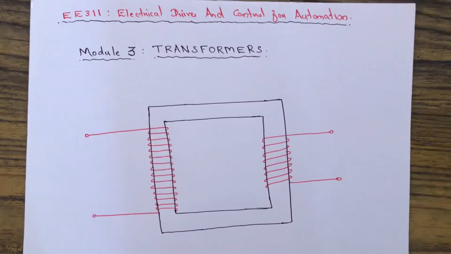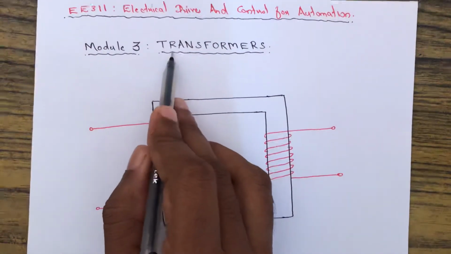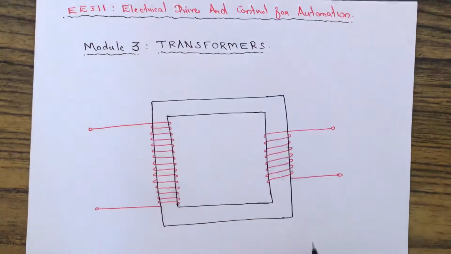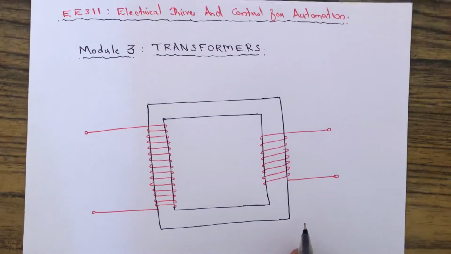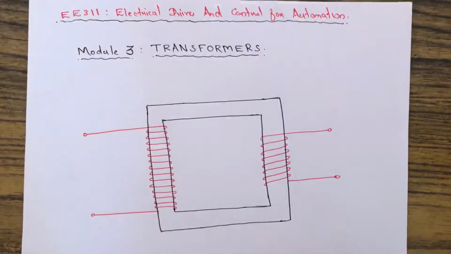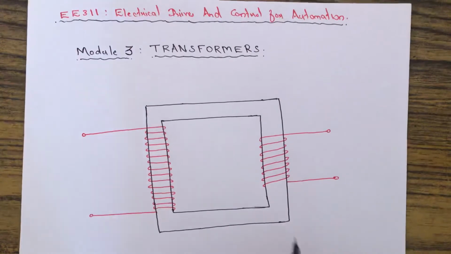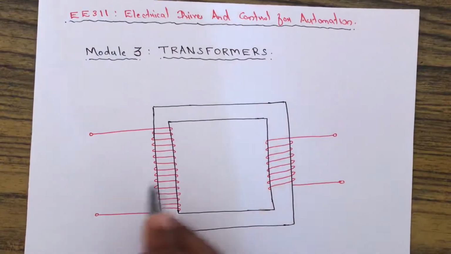So in this video let us start with the third module, that is module 3, which deals with the electrical machine named transformers. As I have already said, a transformer is an electrical machine. The specialty is that it is a stationary electrical machine. I have drawn a diagram of a transformer here.